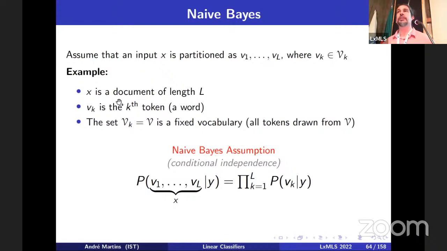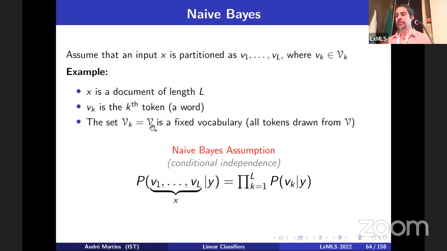For now, let's assume that the length of this document is fixed. So all documents have the same length. This is not very realistic, but it's just convenient for this explanation. And we can assume that vk corresponds to particular words of that document, the word at position k. We can also assume that there is a fixed vocabulary for all positions. So all words are picked from the same vocabulary that we are going to call V.